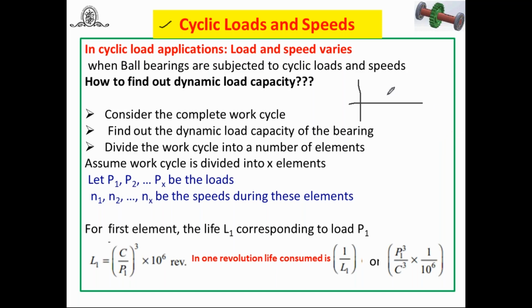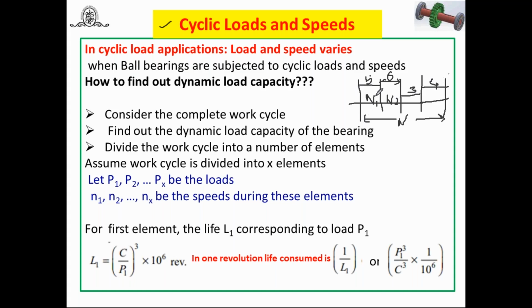Varying speed means, suppose, consider these are the 4 elements of one cycle. Here the number of revolutions is, suppose, n, and out of this n revolutions, in n1 revolutions the load acting on the bearing is 5 kilonewton. Then in another n2 revolutions, the load acting is, suppose, 6 kilonewton. Then again it is 3 kilonewton. Again here it is 4 kilonewton.